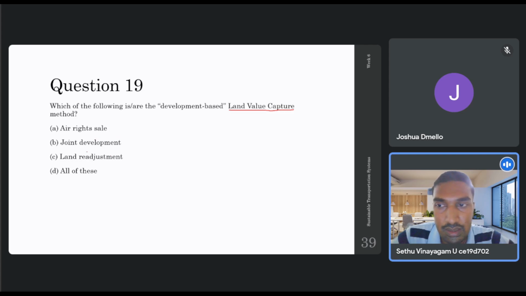So all of these methods are development based. These are not tax based methods, but development based methods. All these three come under that. So the right option is all of these.